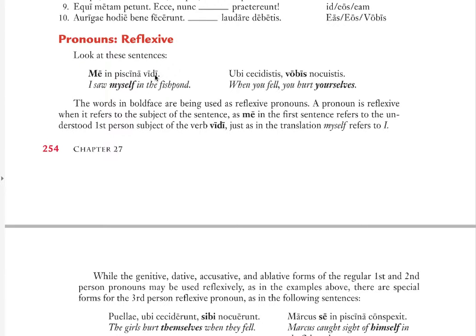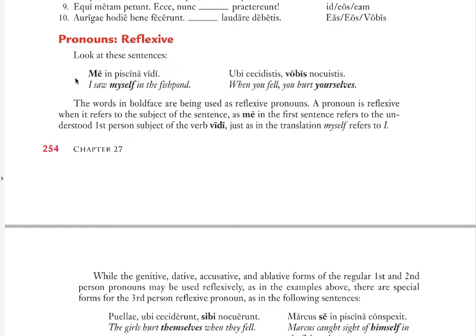Me in piscina vidi. Vidi means I saw. Me, I saw me literally in the fish pond, but we say I saw myself. So notice how that really is reflexive or reflective, you could say, right? When you look at yourself in a mirror or in the surface of water, you're actually seeing a reflection. So this is why we call them reflexives. They refer or reflect back to a subject.